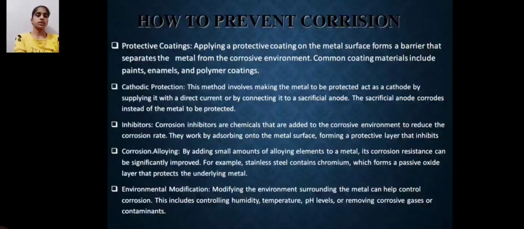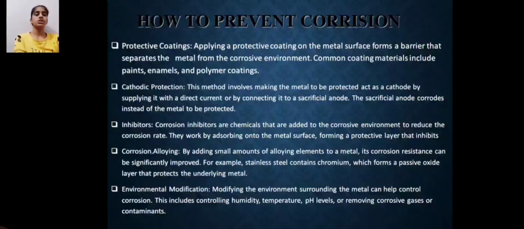Cathodic protection. This method involves making the metal to be protected act as a cathode by supplying it with a direct current or by connecting it to a sacrificial anode. The sacrificial anode corrodes instead of the metal to be protected. Inhibitors. Corrosion inhibitors are chemicals that are added to the corrosive environment to reduce the corrosion rate. They work by adsorbing onto the metal surface, forming a protective layer that inhibits corrosion.